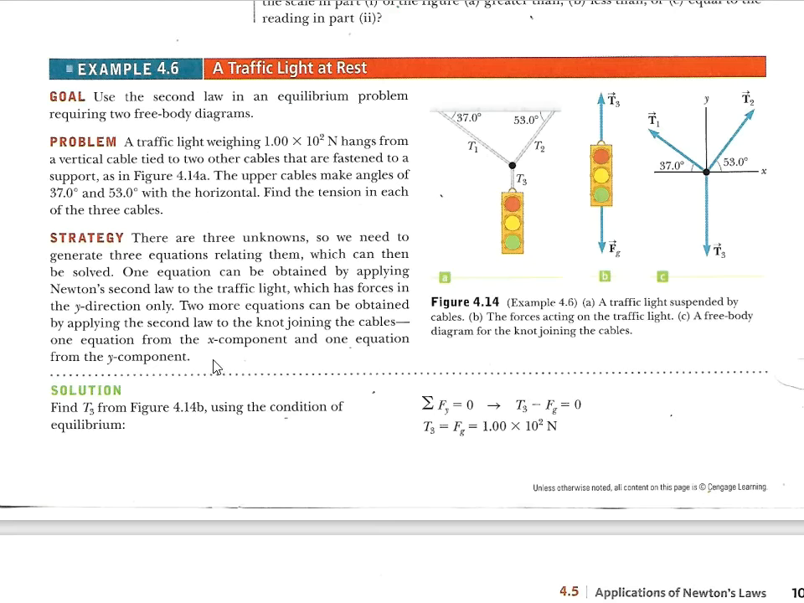All right, example 4.6, a traffic light at rest. We have a traffic light weighing 100 newtons hanging from a vertical cable tied to two other cables that are fastened to a support as in figure 4.14a. The upper cable makes angles of 37 degrees and 53 degrees with the horizontal. Find the tension in each of the three cables.